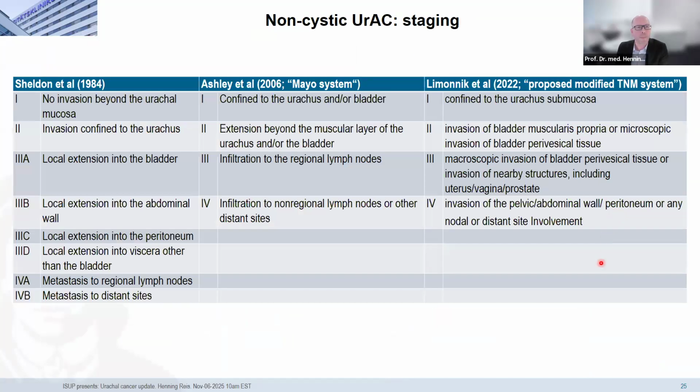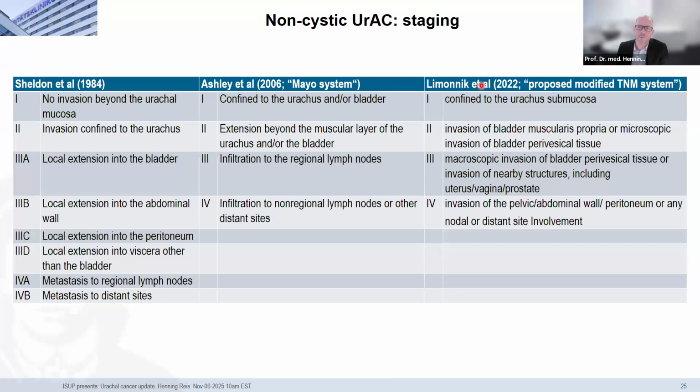Okay, so coming to staging, there are different staging systems. Famously, the Sheldon staging system was published in 1984, and per se that's a system which is prognostic, but most cases cluster in this region and are detected in a higher stage than 3B. The Mayo system, published in 2006 by Ashley and colleagues, usually has patients in at least Mayo stage 2. And I will talk about this when I touch upon the results of the Dublin consensus.